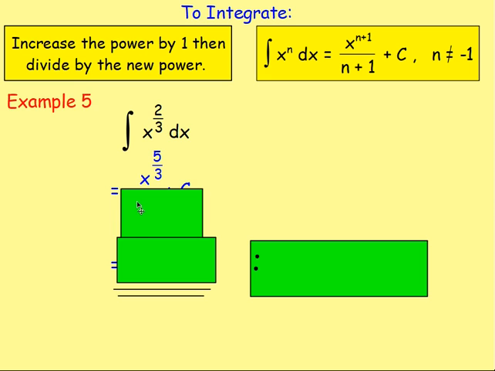Divide by the new power. So we're dividing by 5/3. And again, you need plus c. From there, well, it's very, very ugly. It doesn't look good. You've got fractions within fractions.